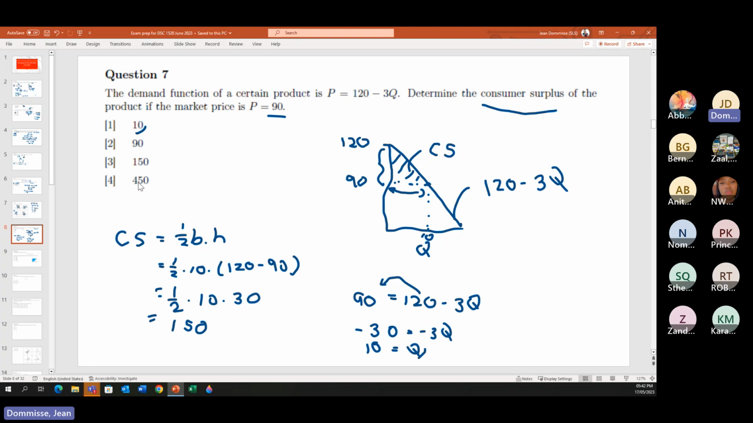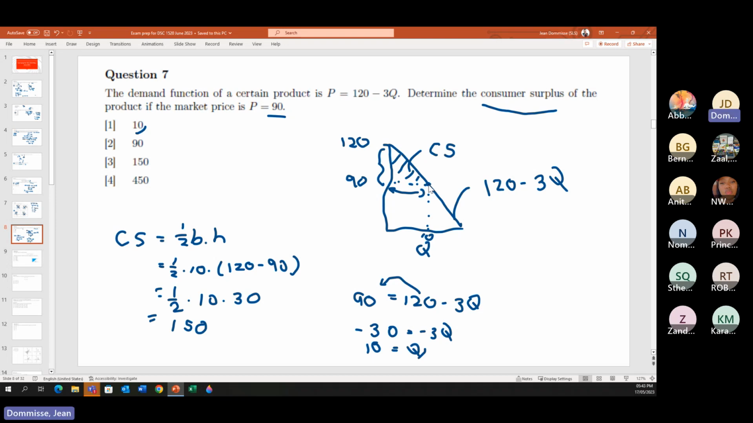We're not going to worry about how they calculated that. Okay, so for consumer surplus, remember the formula of a half base times height. Some of the information they do give you, some of it you need to calculate, but they do give you the demand function to calculate the consumer surplus.